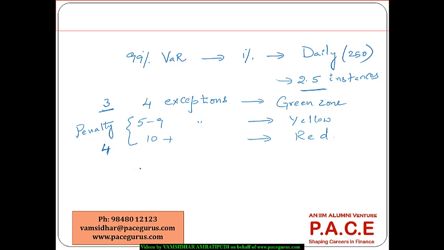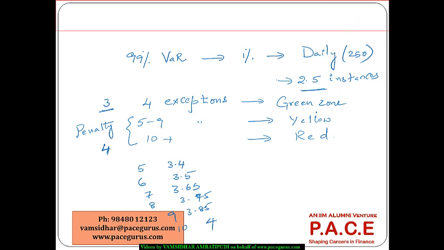when it crosses the 10 exceptions. So between 5 and 9, for 5 the multiplication factor is 3.4, then it is 3.5 for 6, then 3.65 for 7, then 3.75 for 8, 3.85 for 9, and the moment it touches 10, the multiplication factor goes to 4. So this is a progressive penalty that it has designed.